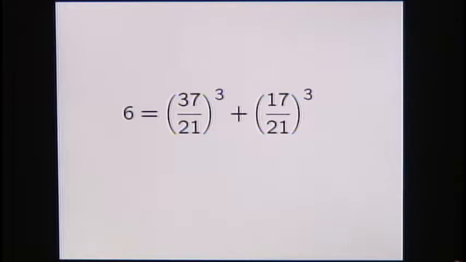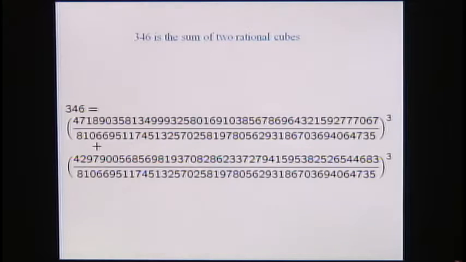6 is. 6 is 37 over 21 cubed plus 17 over 21 cubed. So if you like, 37 cubed plus 17 cubed equals 6 times 21 cubed. And well, 346 also is. And that's actually the smallest way to do it.